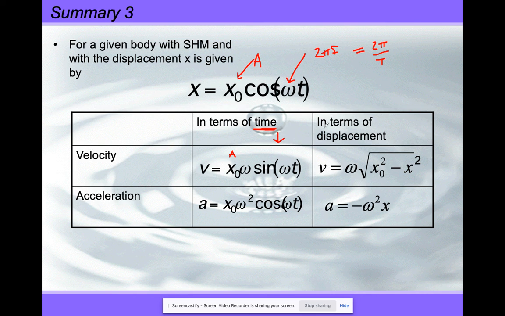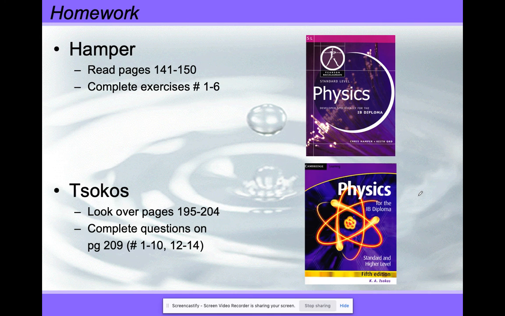If they don't give you time and they only give you displacement, or changes in amplitude, like moving from this part of it to this part of it, then you can use these other equations. So again, if you have time, you're going to use these equations. If you're given displacement and don't have time, you're going to use those. I know that's a lot at you. We're going to have to walk things through.